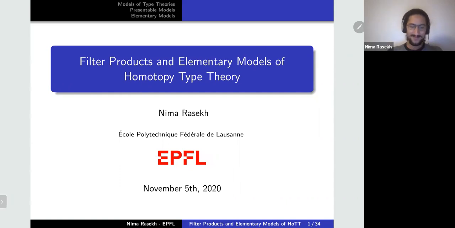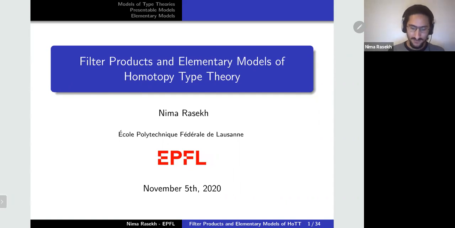Okay, so moving on to type theory. As the title says, the goal of the talk is to talk about filter products and elementary models of homotopy type theory. And as the people who might already know me might be aware of, I'm really a homotopy theorist by heart. I'm not really a type theorist, but I like to give talks in type theory seminars because the homotopy theory I like is connected to type theory, as you will see in this talk. So I'm not a native, but I'm always glad to visit.